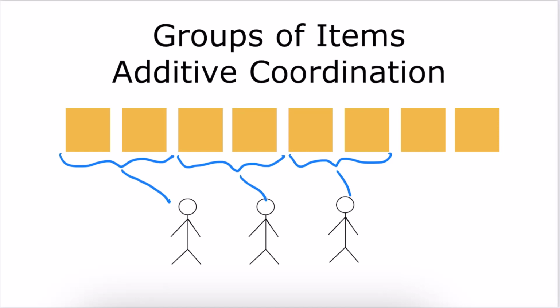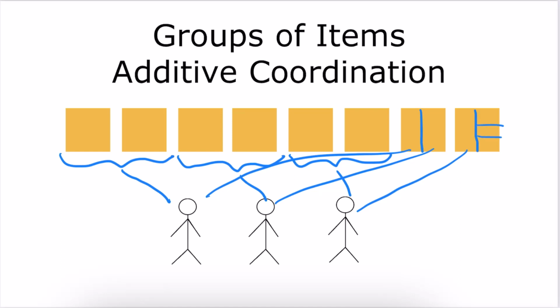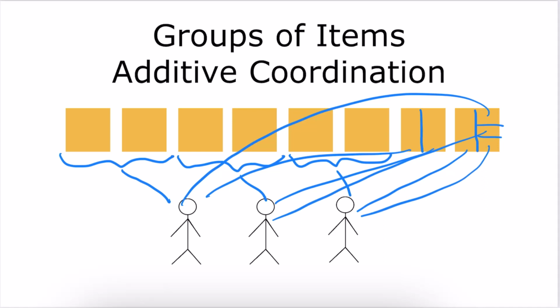And so they might say, okay, well, I'm going to split these pieces of bread into halves and give each person a half. And then they'll split the last half of bread into three equal pieces and give each person a third of that last half.